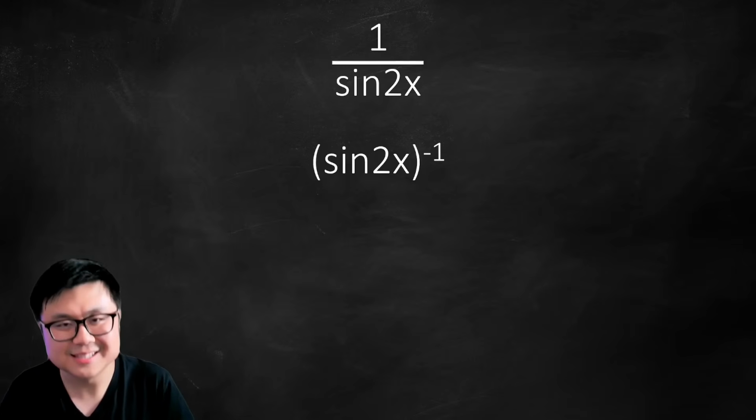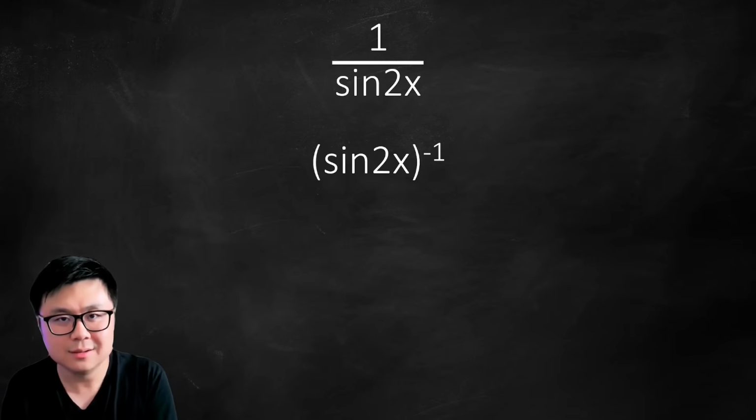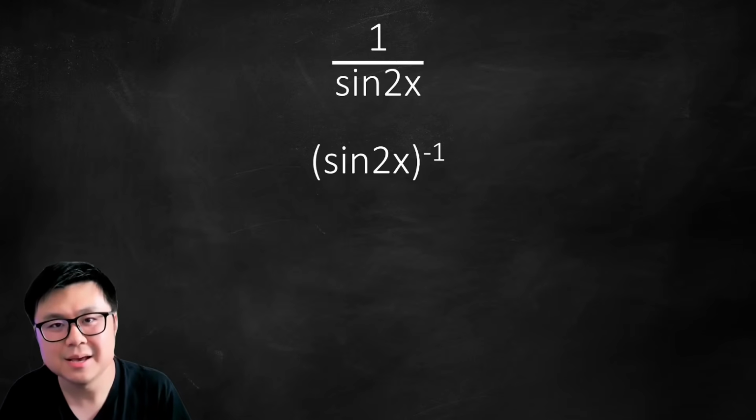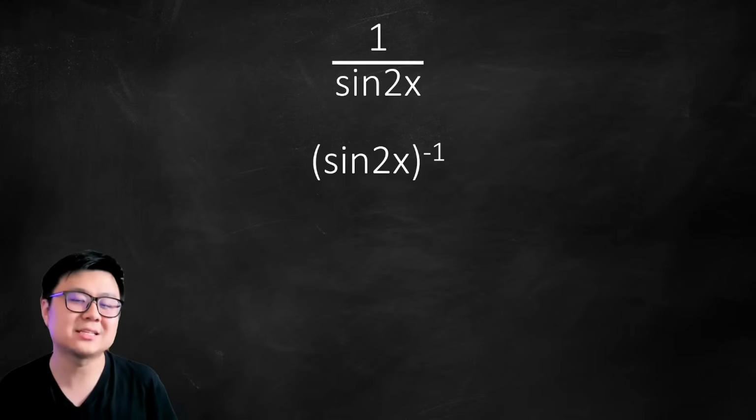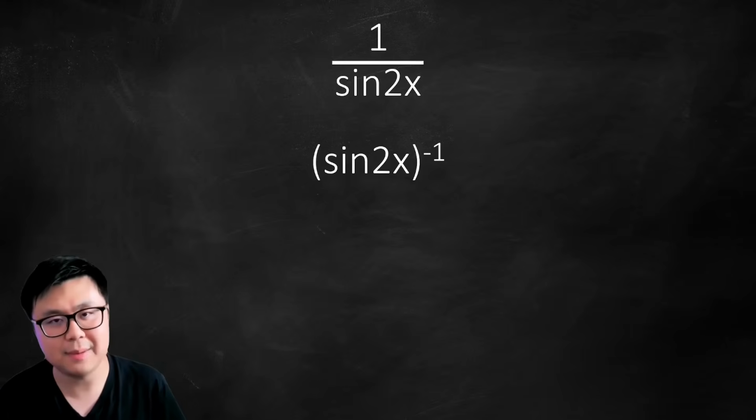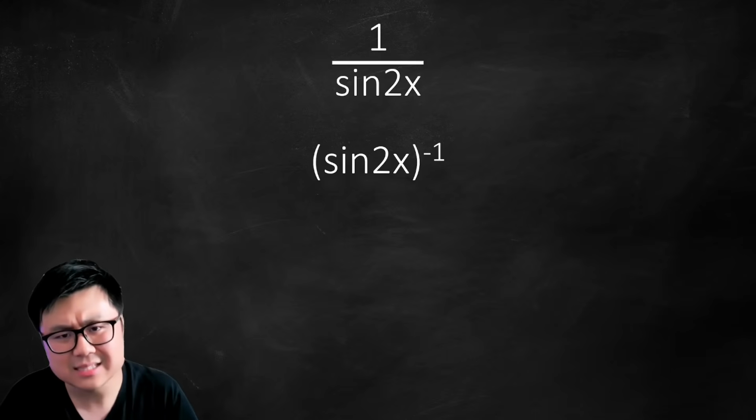Now, looking at this, does this look like a composite function? Yes, it does. Because why? We have a bracket all to the power of -1. That's got to be my outer function. That's got to be my f of x. Well, what about the inside? The inside is sine 2x.